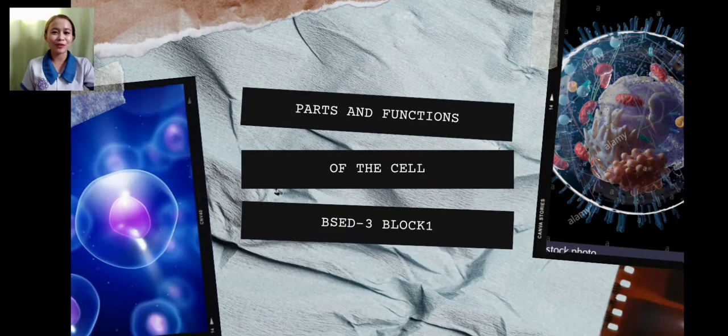Humans are made up of trillions of cells, which are the basic building blocks of life on the planet. So now I'll go over the parts and functions of the cell. I hope you're all ready because we're going to talk about, again, the cells.